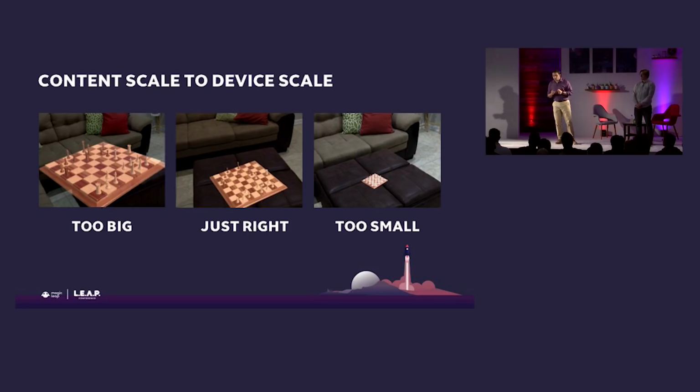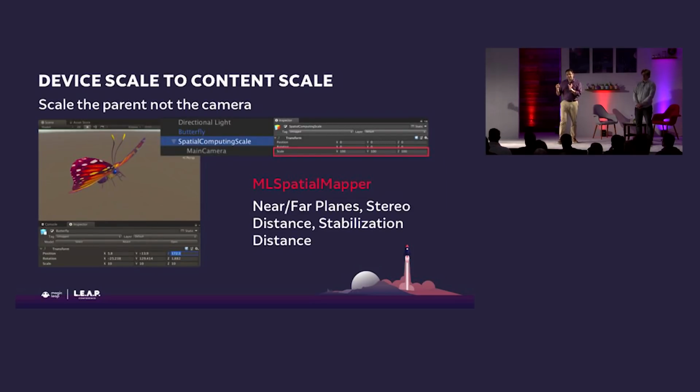So in those scenarios, instead of scaling the content to work in the device scale, which is in meters, we do the opposite. For example, in this picture, I have a butterfly which is modeled in centimeters. So 1 scene unit is 1 centimeter. Now, instead of scaling my butterfly in meters, I'm going to scale the head position reported by the camera to centimeters. Now, you might be tempted to set the scale directly on the camera, but like I said before, that can cause some undesired scaling effects.